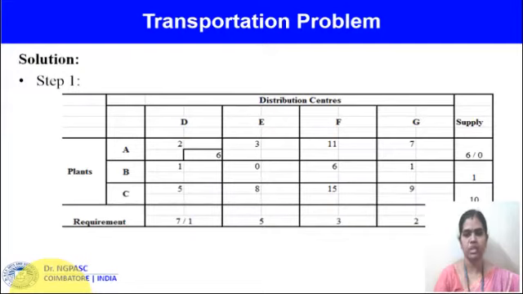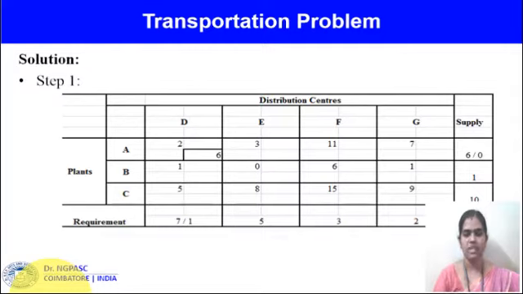Among this given matrix, the northwest corner box is A, D, where the number 2 is placed. So we need to start allocation in the place of 2. What value can we allocate there? Minimum of supply and requirement. So minimum of 6, 7 is 6. So we are allocating the value 6 there.